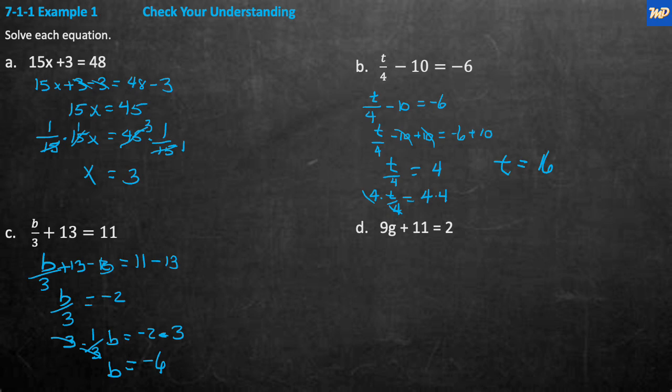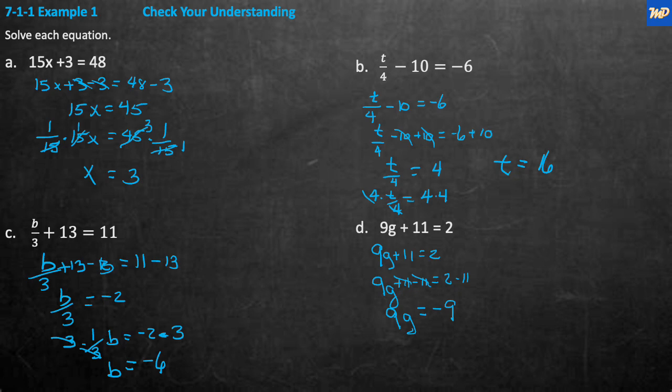So now let's do d. 9g plus 11 equals 2. So we get rid of the 11 on this side and move it over to the other side. So 9g plus 11 minus 11 is equal to 2 minus 11. 9g, these 11's cancel, equals 2 minus 11, which is equal to minus 9.